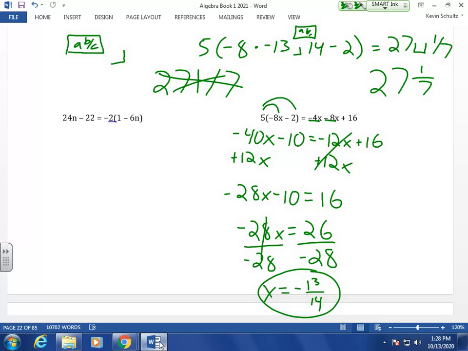Camden. On the first page too, there's the top right one. Yes, the first page and the second page. Christopher. Does it matter which side you, like for the negative 40x, does it matter if you add 40x to both sides? No. You'll get the same value.